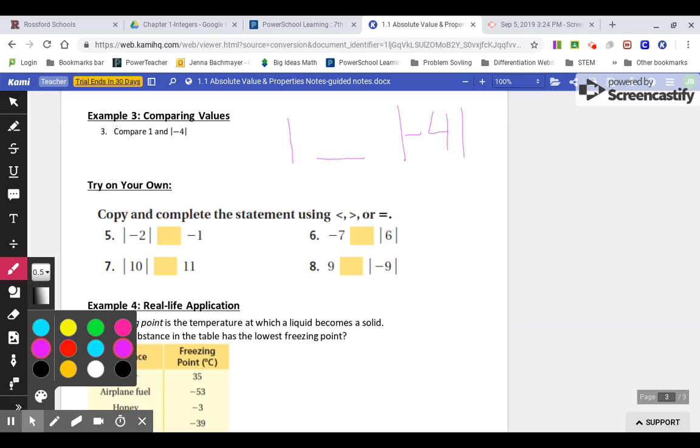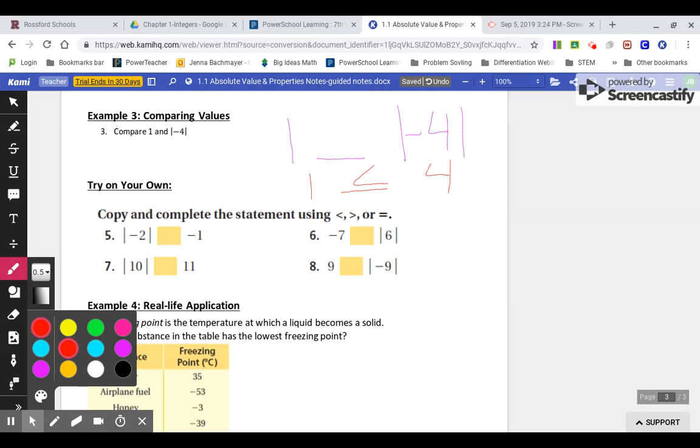So if I'm taking the absolute value of -4, I now have the value of 4. So now I'm comparing 1 to 4. Well, in this case, the absolute value of -4, which is 4, is greater than 1. So to read this statement, 1 is less than 4.